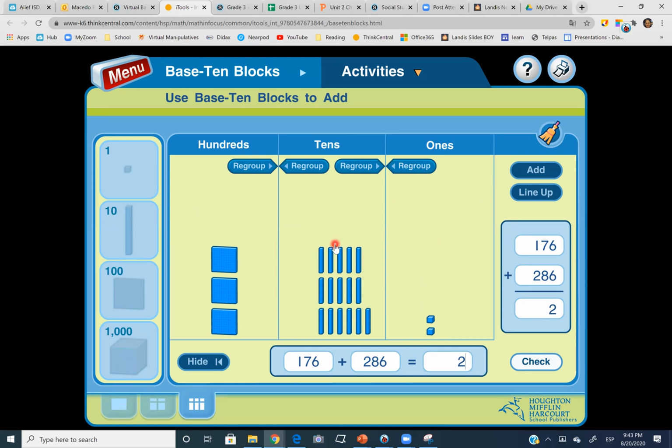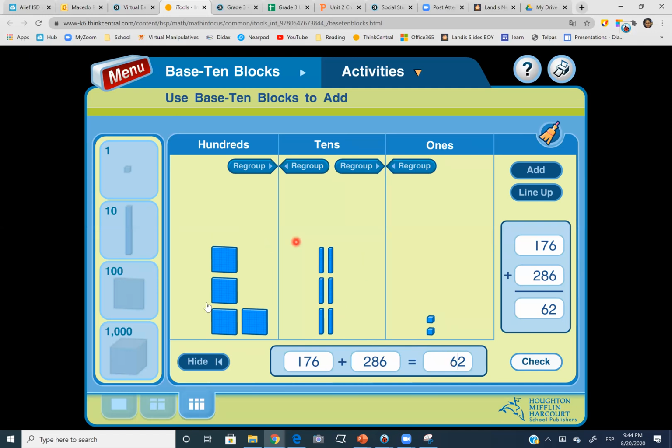10, 20, 30, 40, 50, 60, 70, 80, 90, 100. So all these are going to combine together to become another 100, and we're going to have 6 tens left. So let's regroup them to see that. So now after regrouping, we only have 6 tens left. So let's write them down here. 6 tens left. And then now we have one more 100 here.